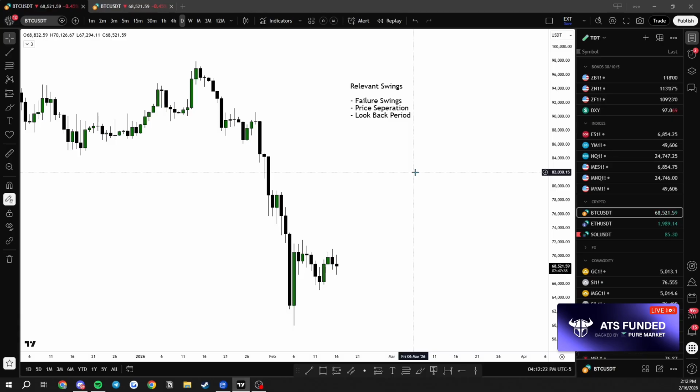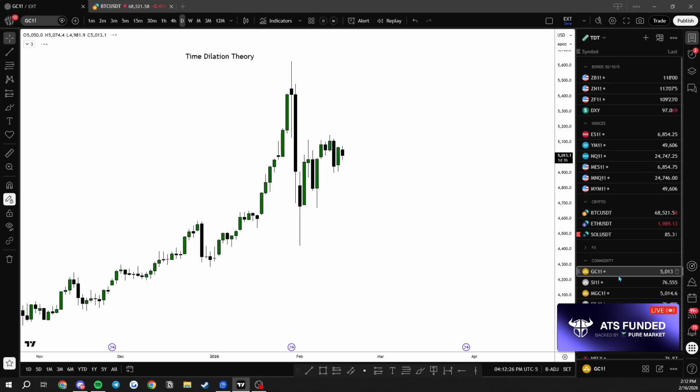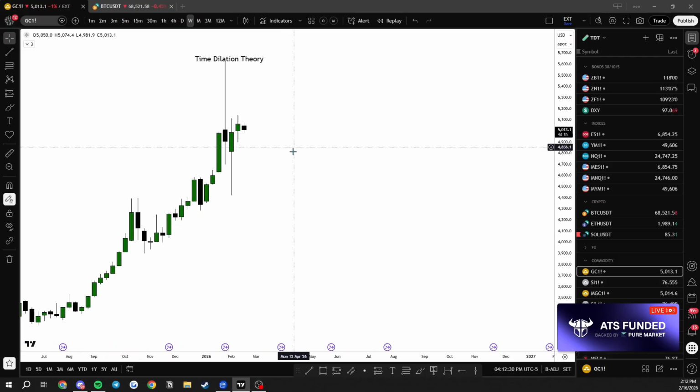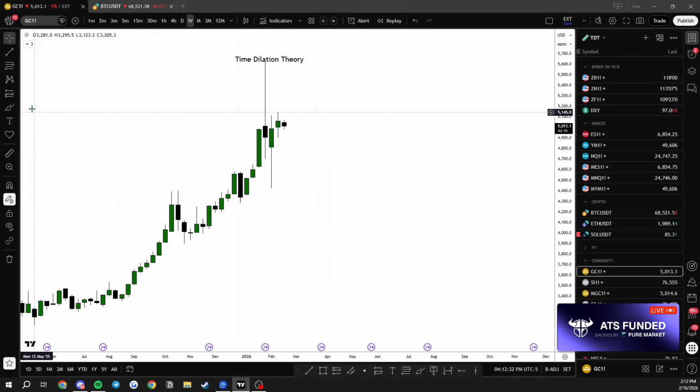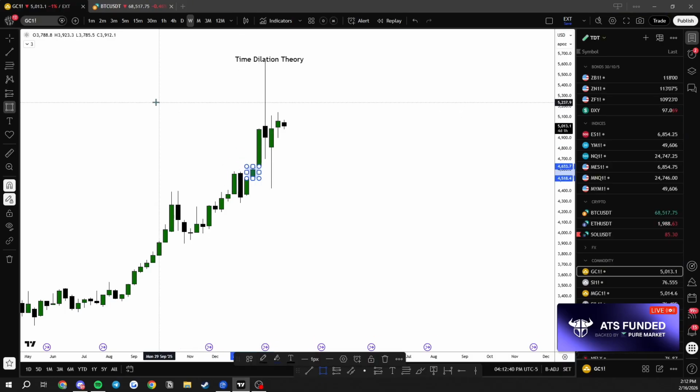Now, a lot of us have been using the weekly, and there's nothing wrong with using the weekly, but just as a very quick example of why we may not want to use the weekly for our analysis, I'm going to map this out right here.